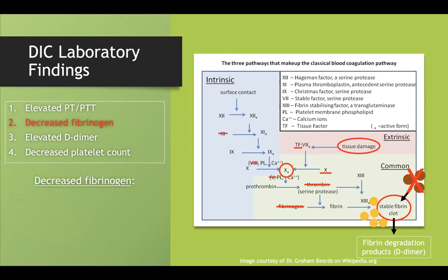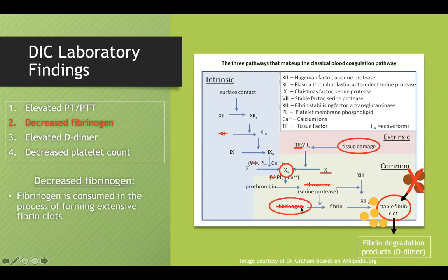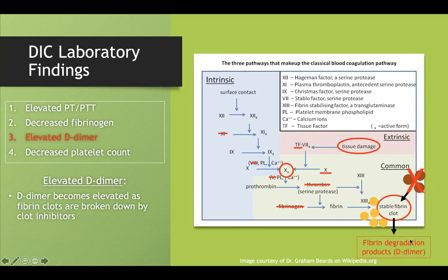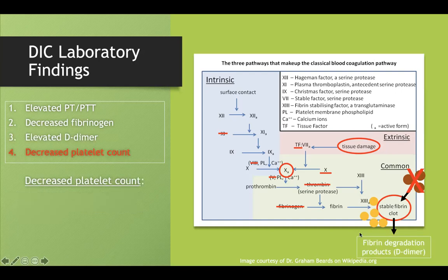Fibrinogen is very straightforward. If we're making all of these stable fibrin clots, we're losing a lot of fibrinogen. So you can see right here, fibrinogen is very low because we've had to use so much of it to make these stable fibrin clots. D-dimer also makes sense. We talked about how our clotting factor inhibitors break down fibrin into these fibrin degradation products, so you'll get a lot of D-dimer in patients who have DIC. And then decreased platelet count, again, very straightforward. These platelets get stuck in the clot and you get thrombocytopenia.